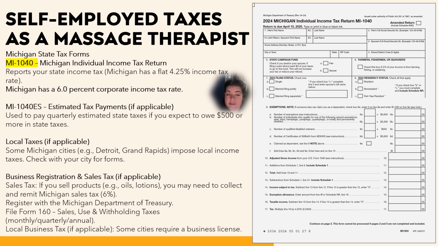There is also a 6% corporate income tax rate, but we're not worried about corporate rates right now. We're not talking about LLCs or corporations. We're only worried about self-employed, sole proprietorship, or if you're operating as like an independent contractor. So your rate is going to be 4.25%.